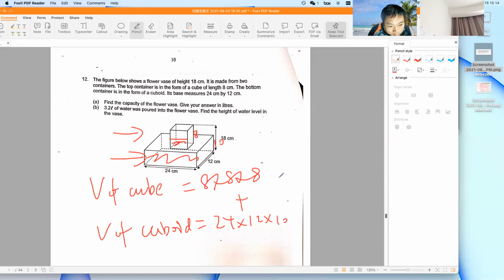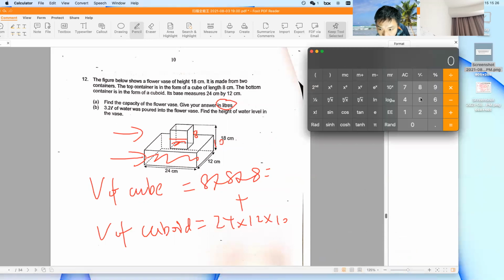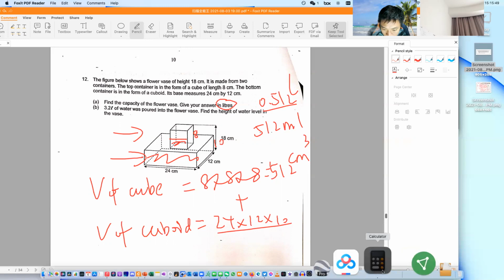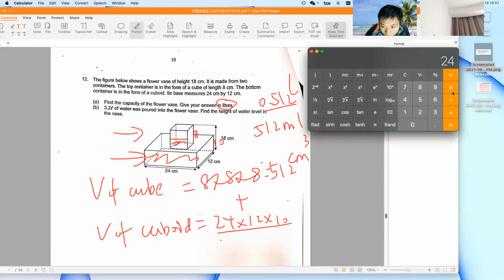Of course, they want you to give your answer in liter. So what you could have done is figure this out first. 8 times 8 times 8 is 512. This is cm cube, so you change it to milliliter, same conversion, 1 to 1. And to change to liter, you divide by 1000, so you get 0.512. Then for this, just use your calculator. This is 24 times 12 times 10.